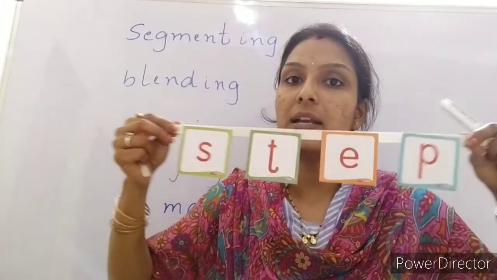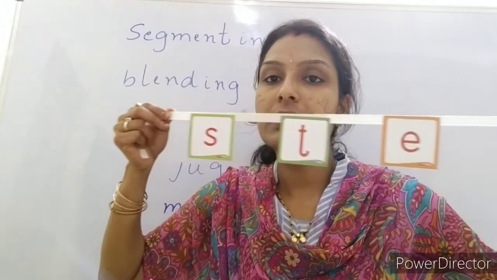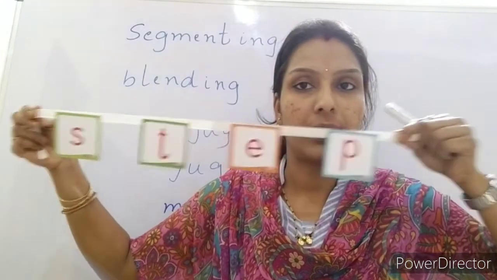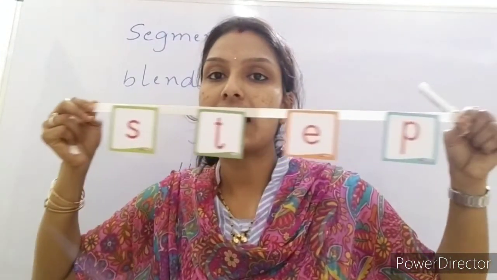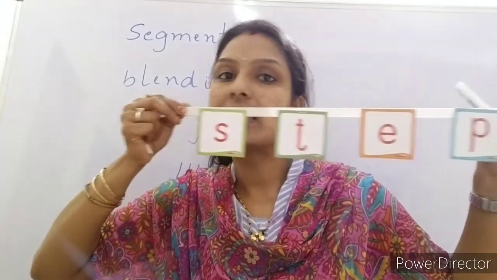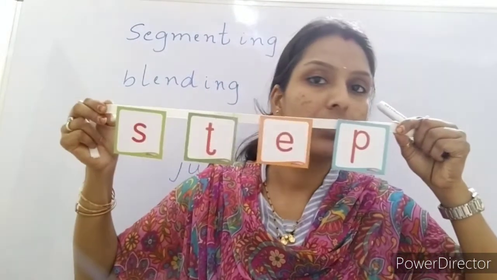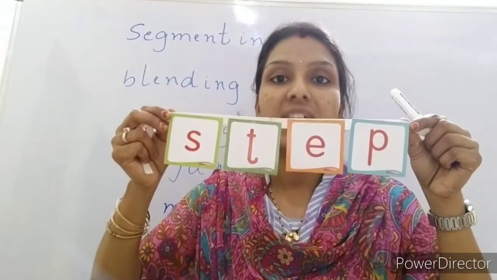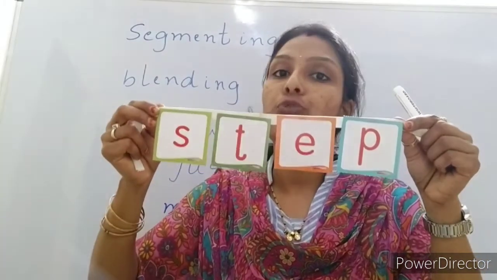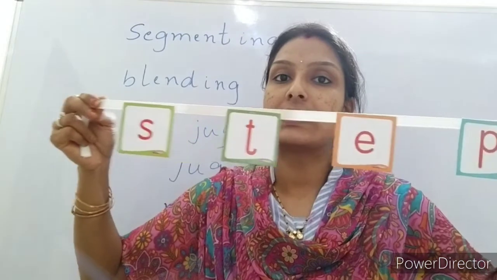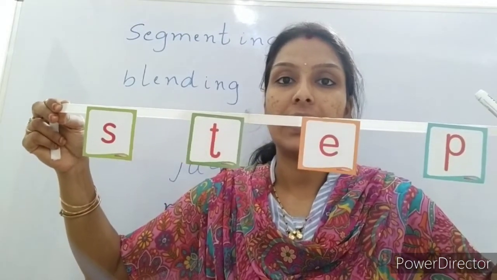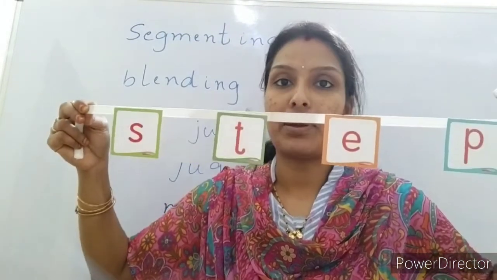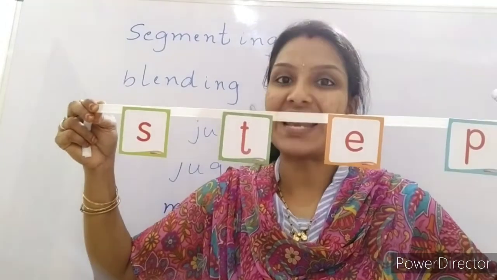So, how do you segment it? S-t-e-p. So it becomes step. The word step has four letter sounds, that is s-t-e-p, step. Are you understanding, children?